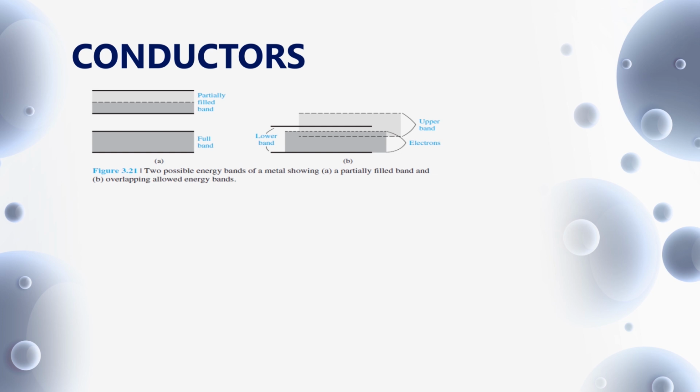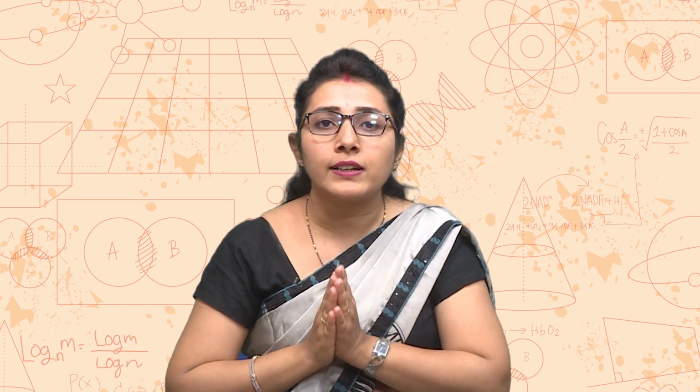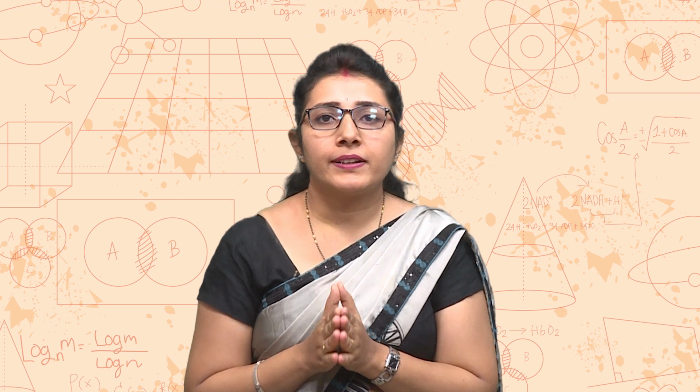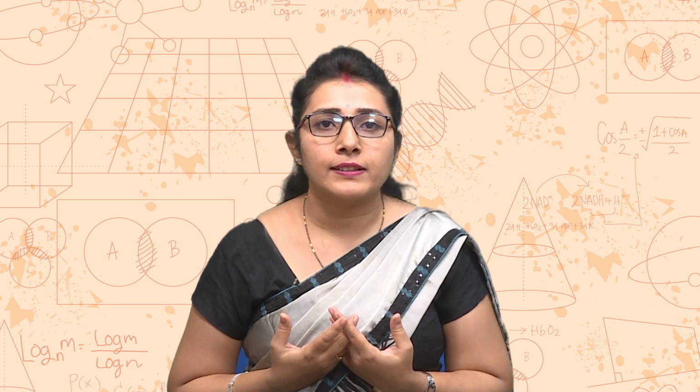Here we can see the valence band. In the first figure we can see the valence band is full and the conduction band is partially filled, hence the conduction is allowed. Or we can see in the second figure, it is showing overlapping allowed energy bands. So, the conduction band is overlapping with the valence band, hence the transmission of electrons is quite easy in this case. The metals have very low resistivity, hence they are good conductors of electricity.